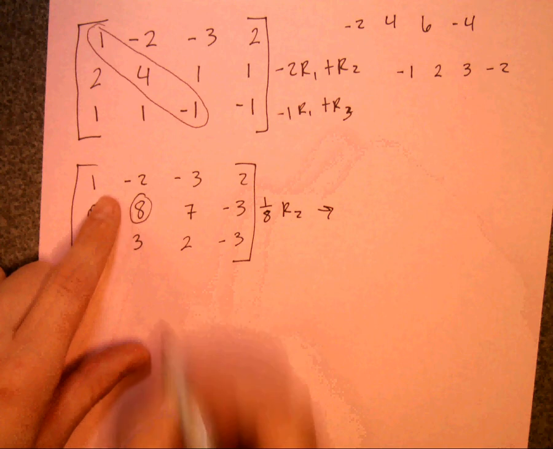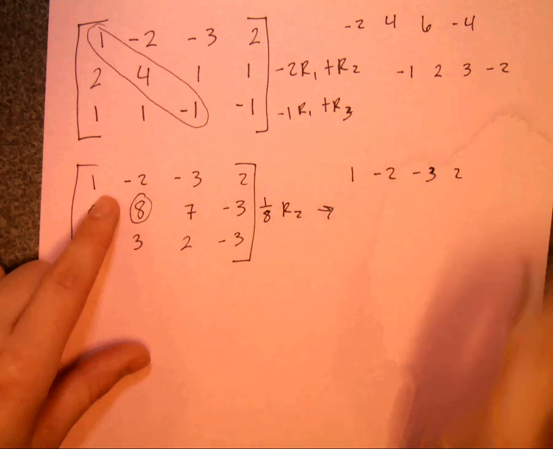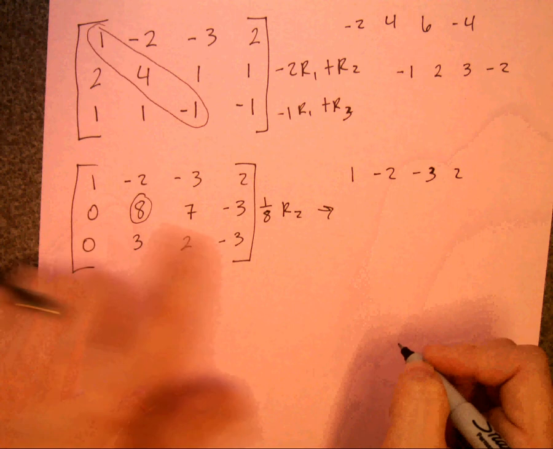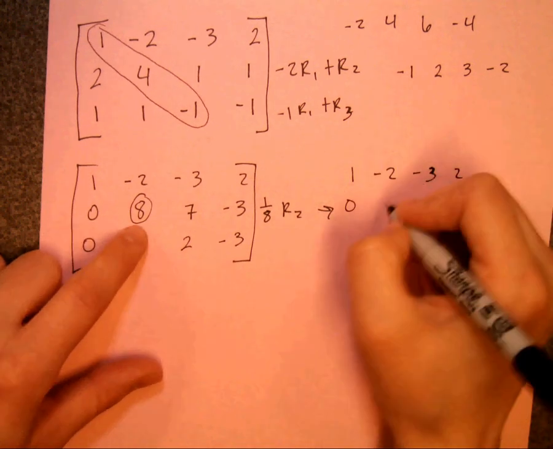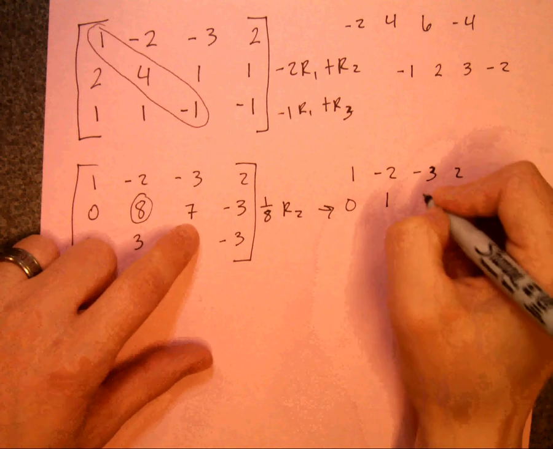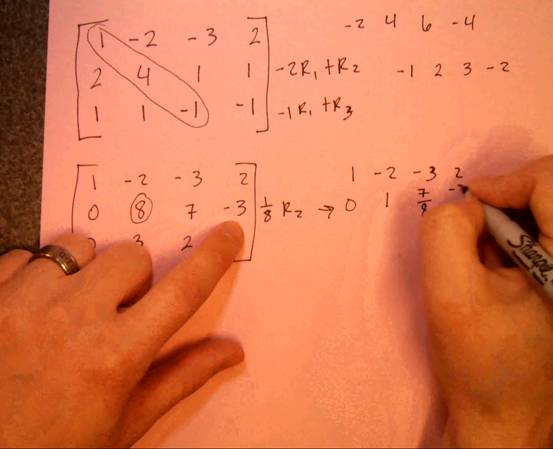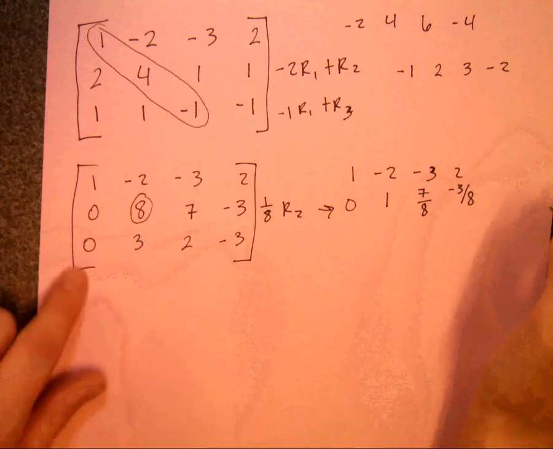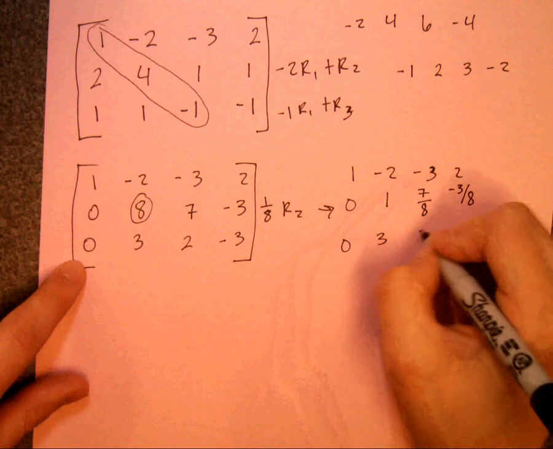My top row stays the same, 1, -2, -3, 2. My middle row: 0 divided by 8 is 0. 8 divided by 8 is 1. 7 divided by 8 is 7/8. And -3 divided by 8 is -3/8. And again, my bottom row stays the same. So I have 0, 3, 2, -3.